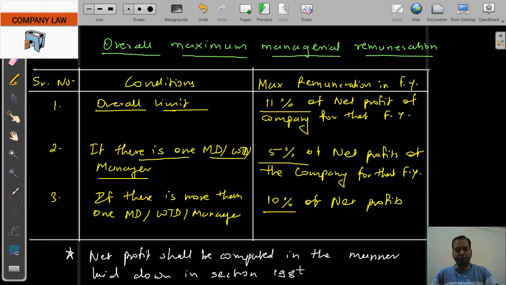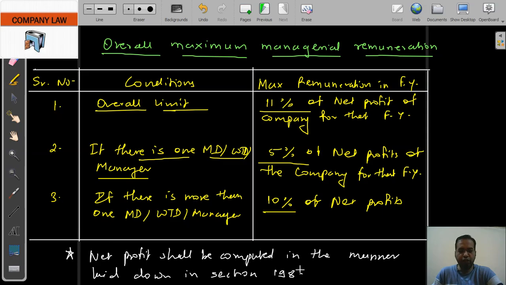Now what if the profit is not there with the company? If in any financial year a company has no profits or its profits are inadequate, the company shall not pay by way of remuneration any sum, exclusive of sitting fee, to its directors including MD or whole-time director, except in accordance with the provisions of Schedule 5. In Schedule 5 there are limits given, but we'll not go into so much detail. Students, you will have to just remember all these provisions.